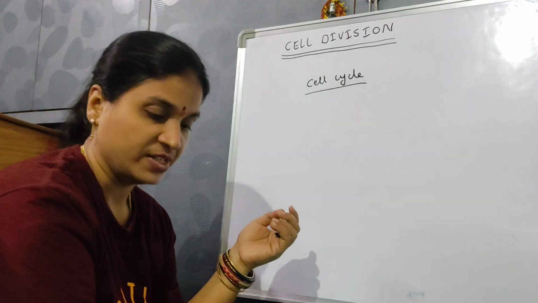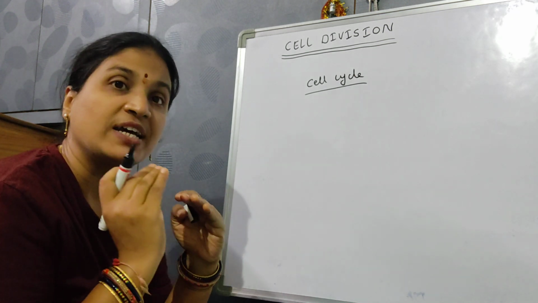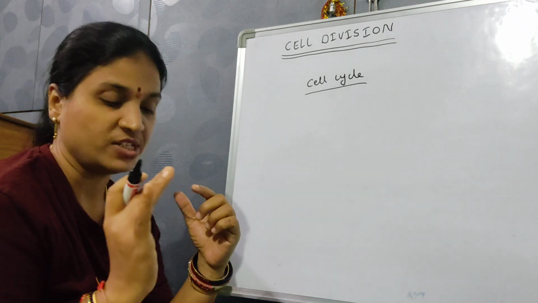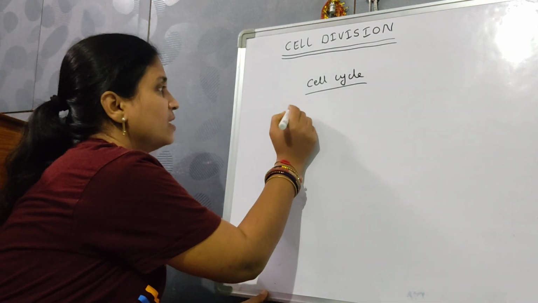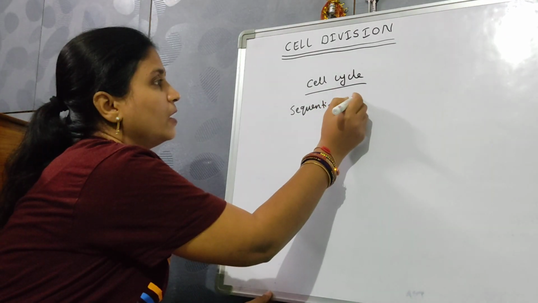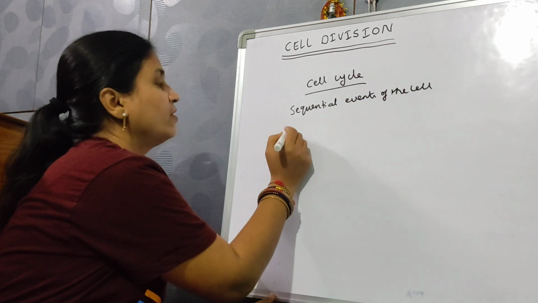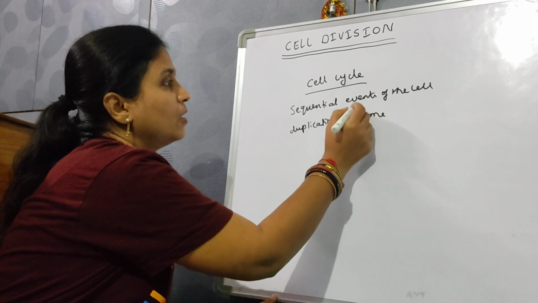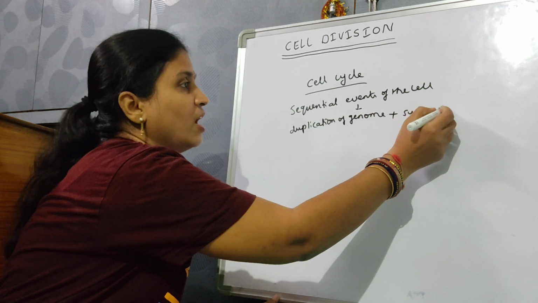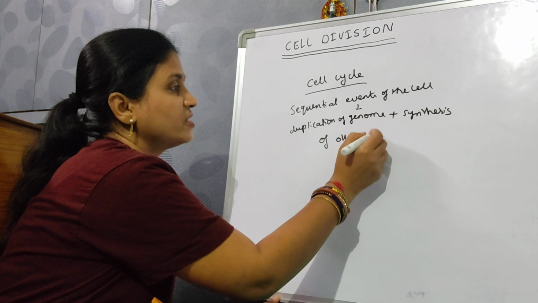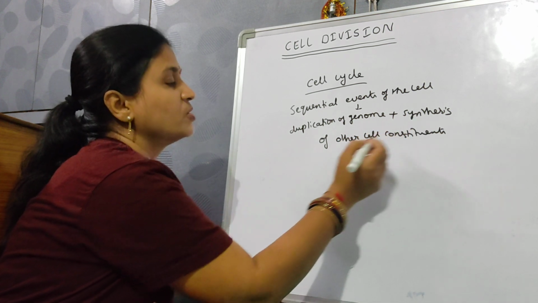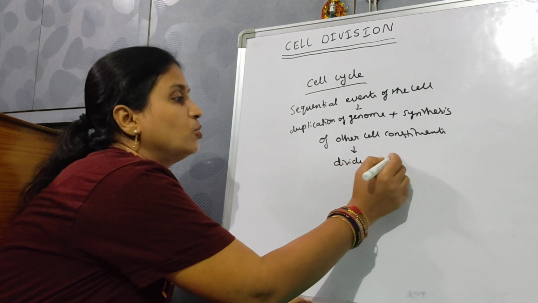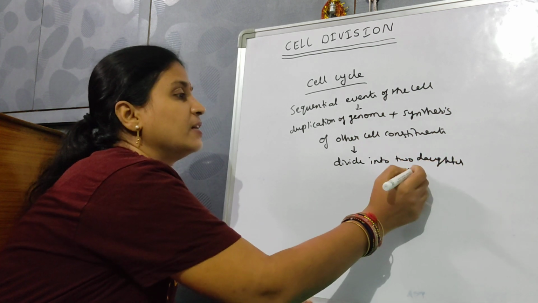This particular sequence of events by which the cell duplicates its genome, grows in size, synthesizes other constituents of the cell, and divides into two daughter cells is called the cell cycle. It is a sequence of events of the cell where duplication of genome and synthesis of other cell constituents and division of the cell into two daughter cells is nothing but the cell cycle.